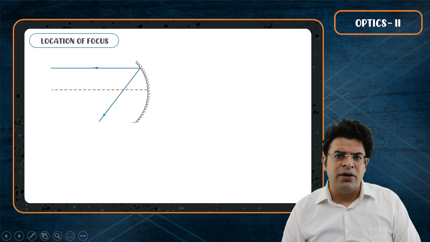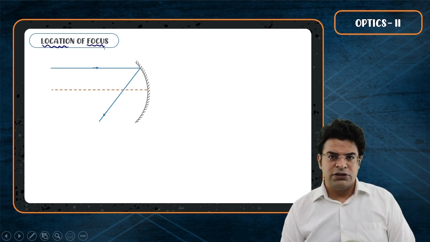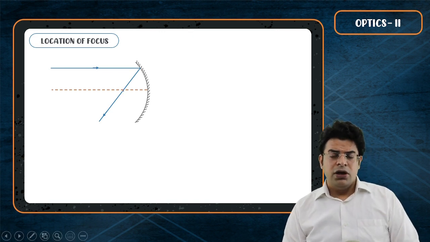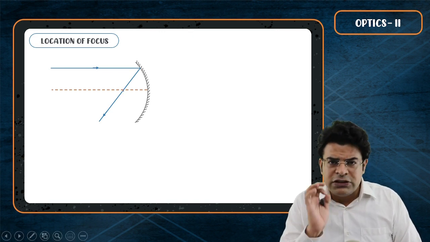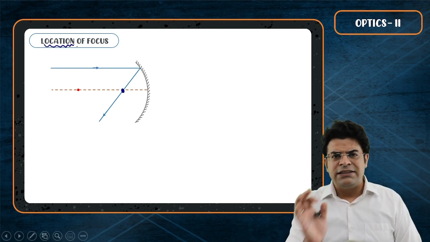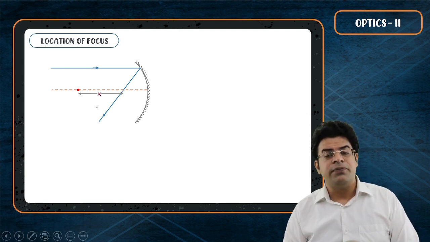Now the question comes, our mission is to find the location of focus. So how to determine where this point is? To find this point, first think of the center of curvature of this spherical mirror. Now let's say this focus is at distance x from the center of curvature.